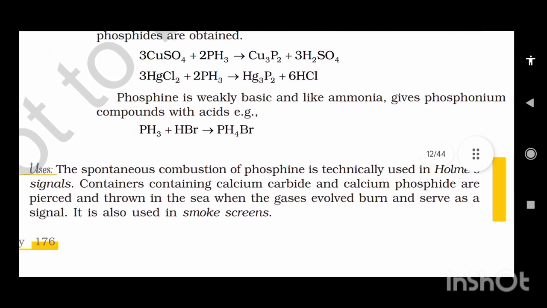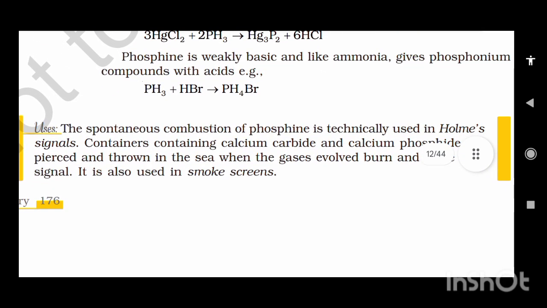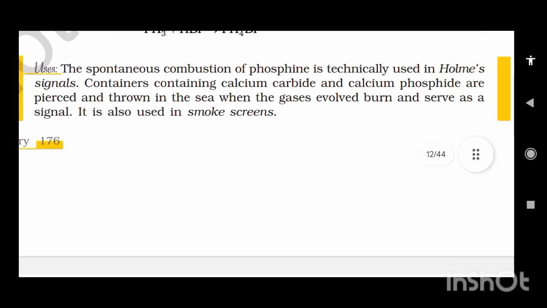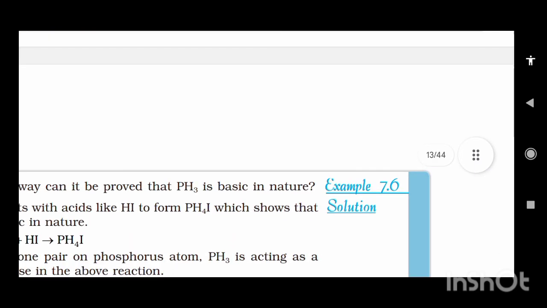The spontaneous combustion of phosphine is technically used in Holmes signals. Containers containing calcium carbide and calcium phosphide are pierced and thrown in the sea. When the gases evolve, they burn and serve as a signal. It is also used in smoke screens.